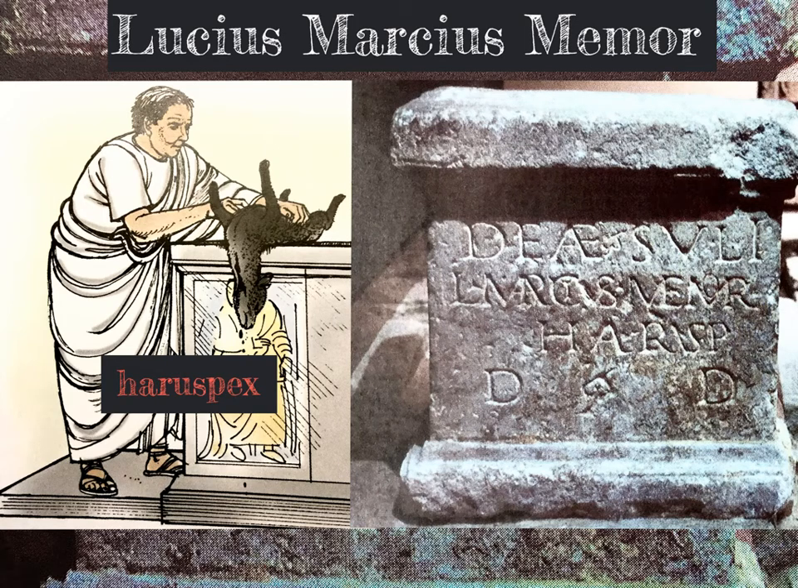The name of the character that we met in yesterday's story comes from a pedestal that was excavated near the altar of the goddess Sulis in the temple at Aquae Sulis. The person dedicating this is named Lucius Marcius Memor, and he is described only as a haruspex. I'm going to go through the inscription and show you the abbreviated forms of words, the convoluted way that some of these words are written, in just a second.